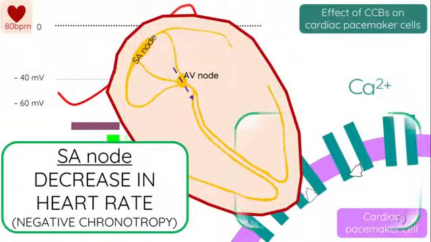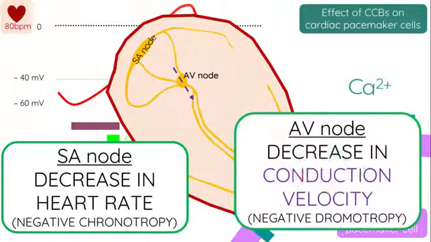At the atrioventricular node, and further down the conduction pathway, calcium channel blockers can reduce the velocity at which the action potentials travel, and this reduction in conduction velocity is referred to as negative dromotropy. These two actions of verapamil in causing negative chronotropy and negative dromotropy explain why it is used to treat certain cardiac arrhythmias, for example supraventricular tachycardia.